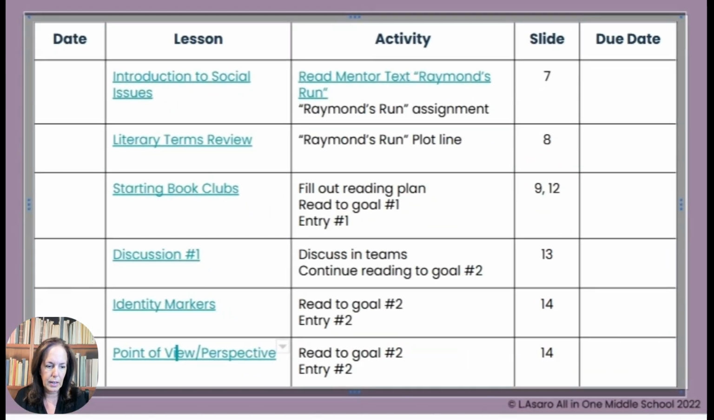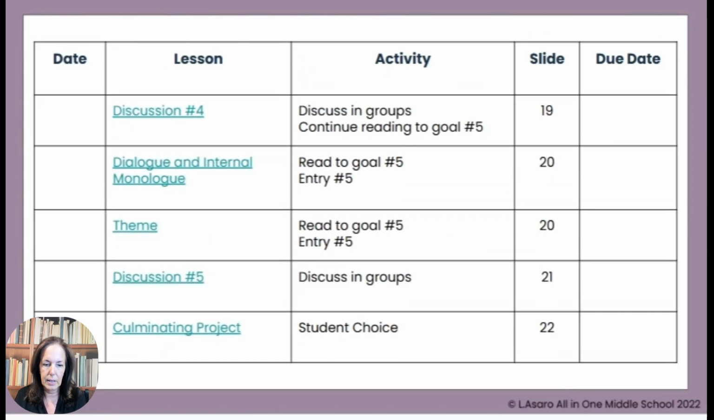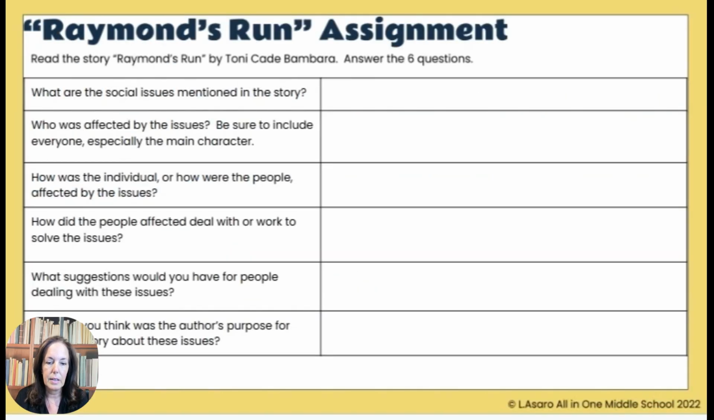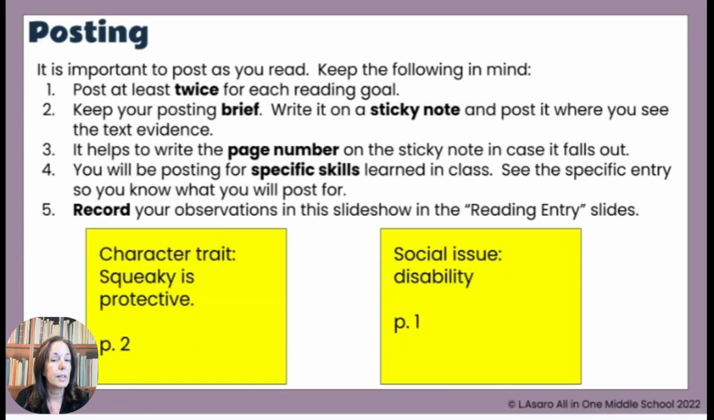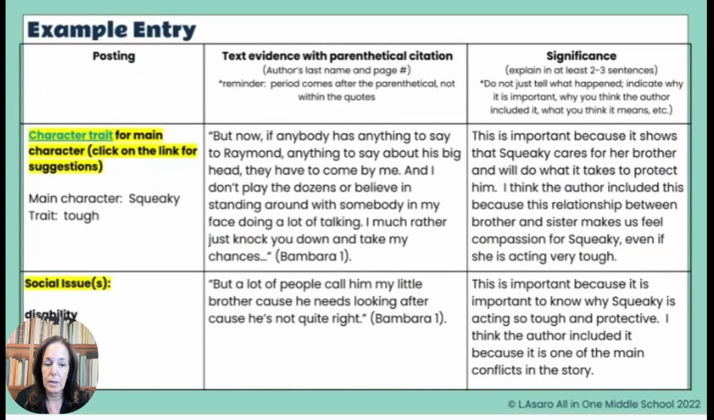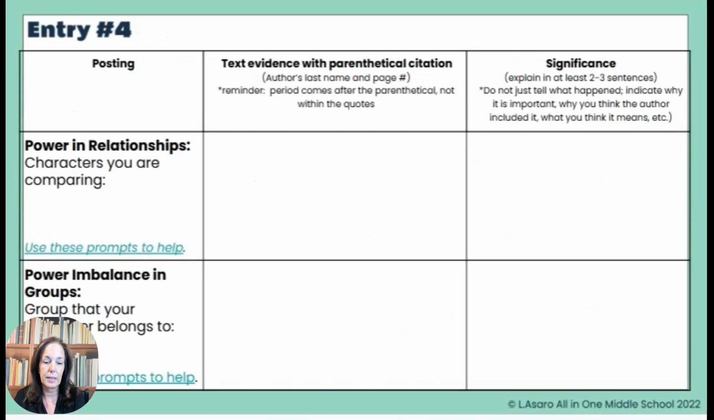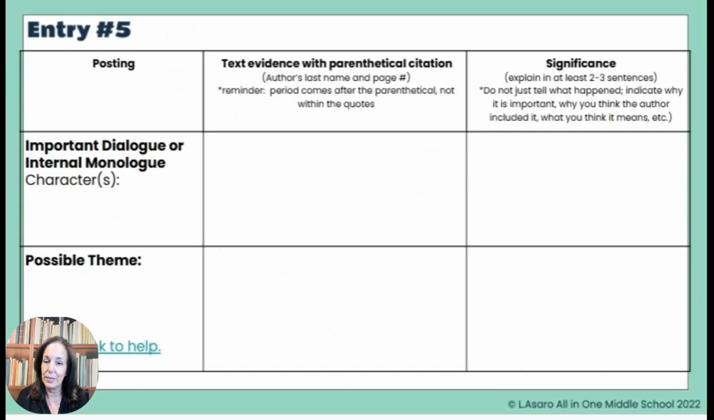So you're going to know exactly what to do. It's going to give you directions here as to what they should be doing. And like I said, the kids can follow along. You can score it. You can edit that slide. There's a mentor text on Raymond's Run by Toni Cade Bambara that you can have them read and answer. There's a plot structure assignment. I give them a reading plan slide, suggestions for posting, an example of how the reading entry should look, and then they get 5 reading entries with 5 sets of discussion questions. So it's pretty comprehensive, and you'll have everything that you need.